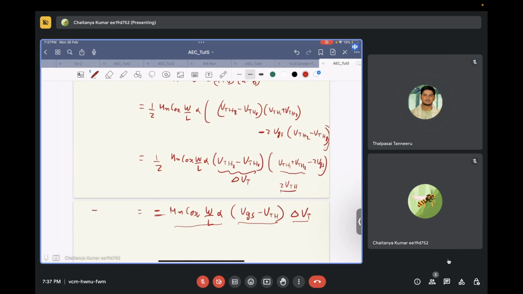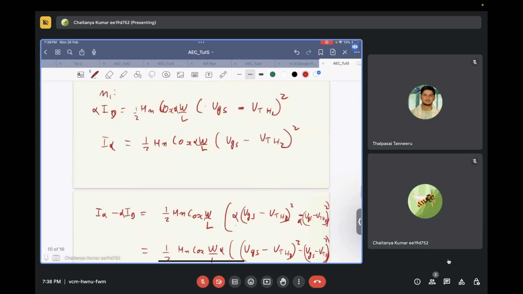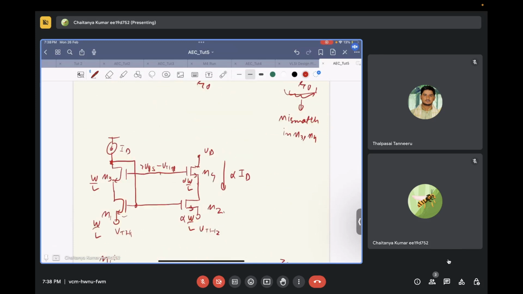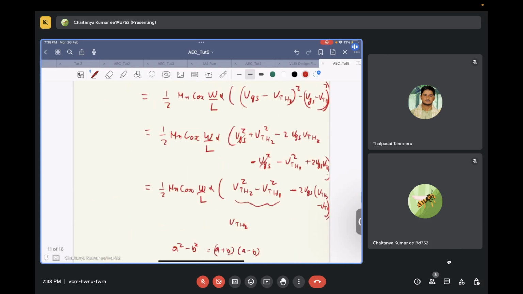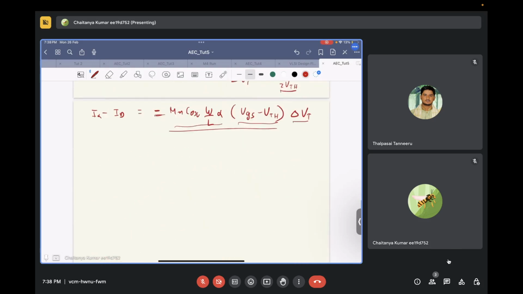So this is basically your I alpha minus ID. Okay. Now, can you see that? This is the equation that you get when there is mismatch in these two transistors. Now we will write down the summary over here.